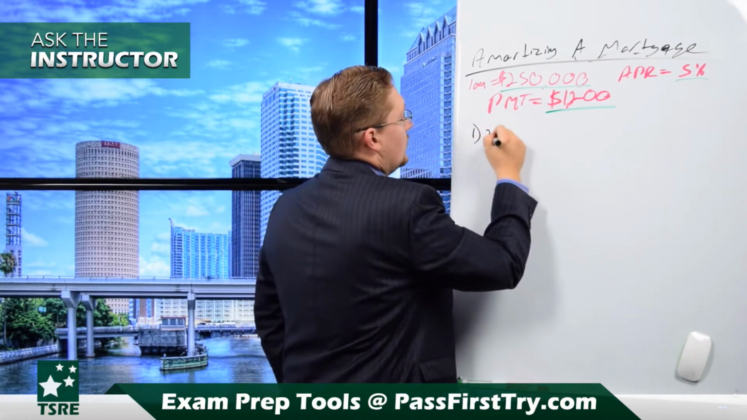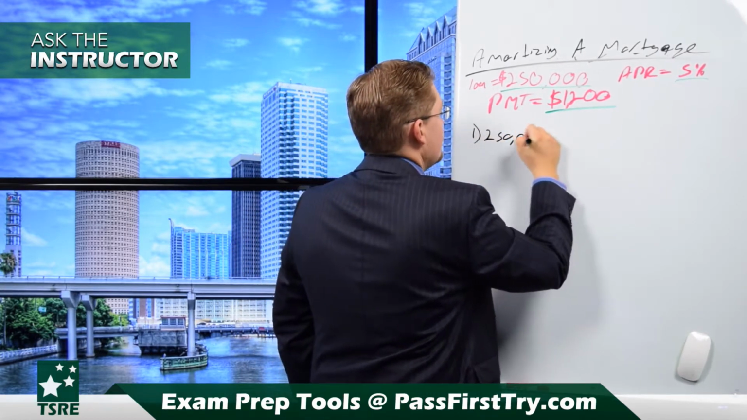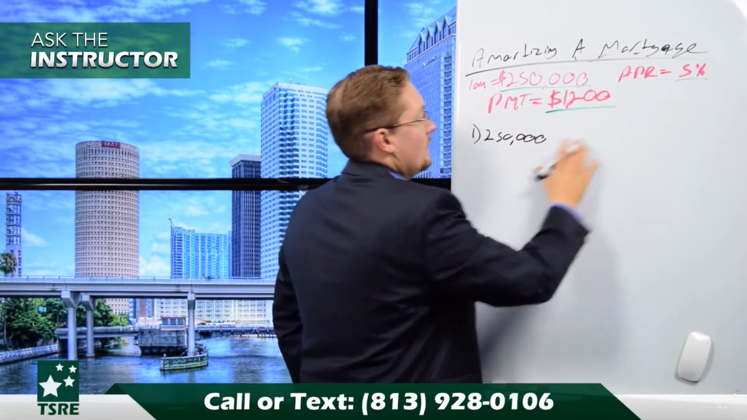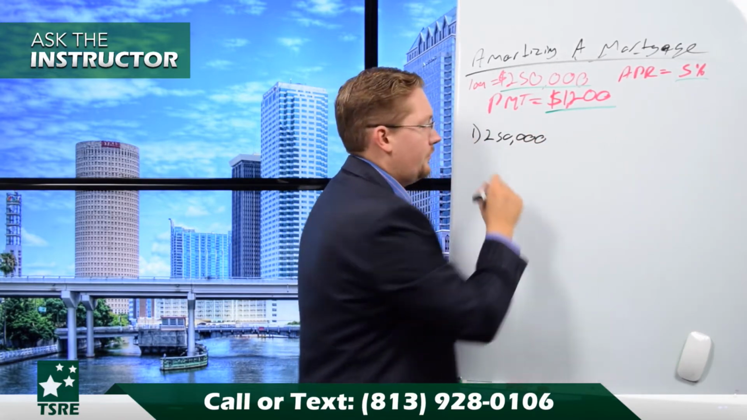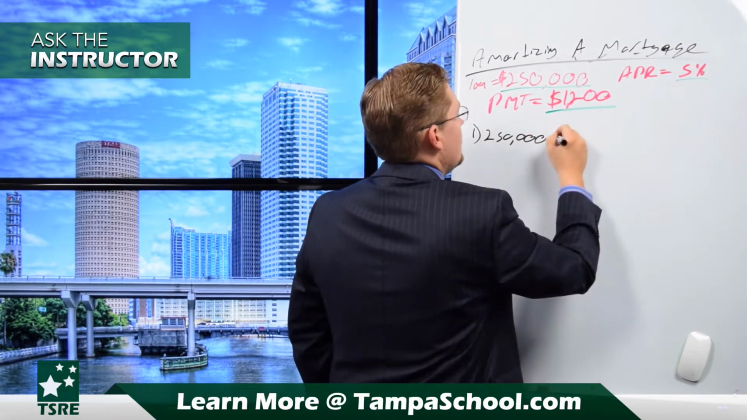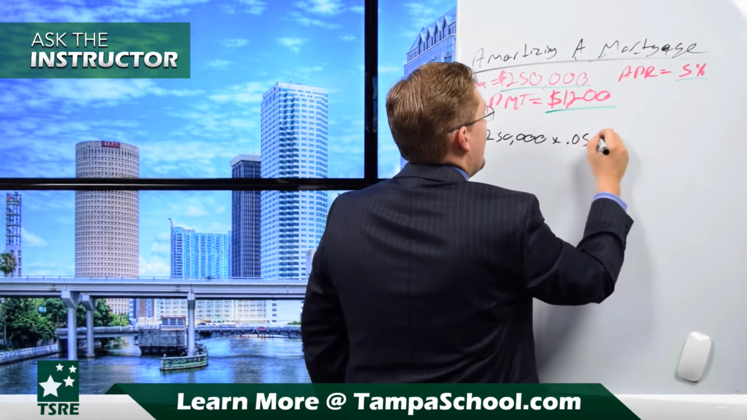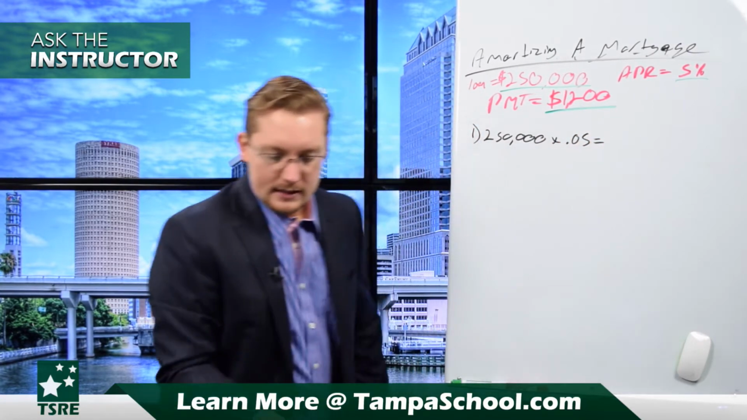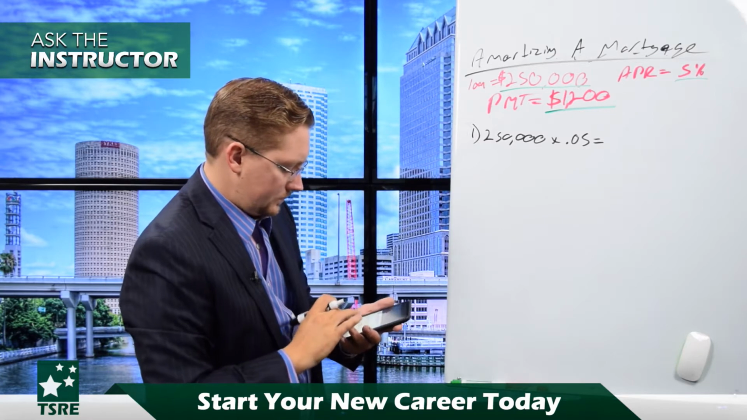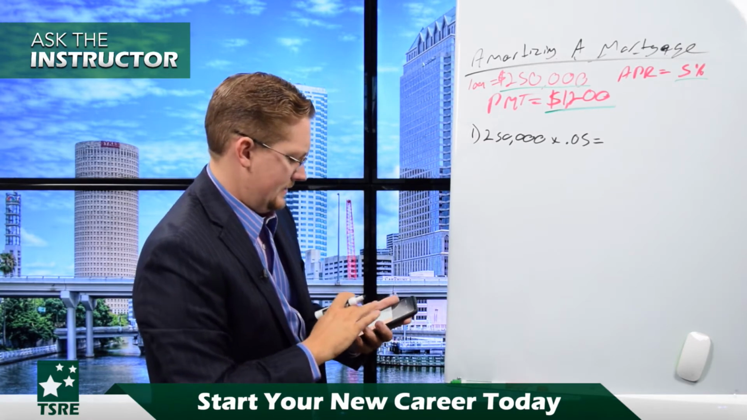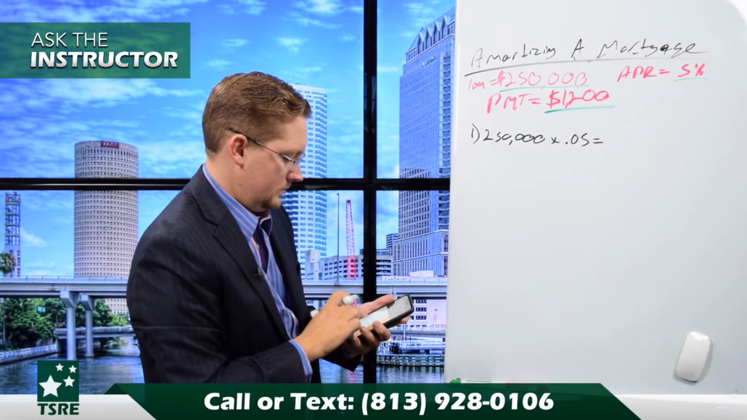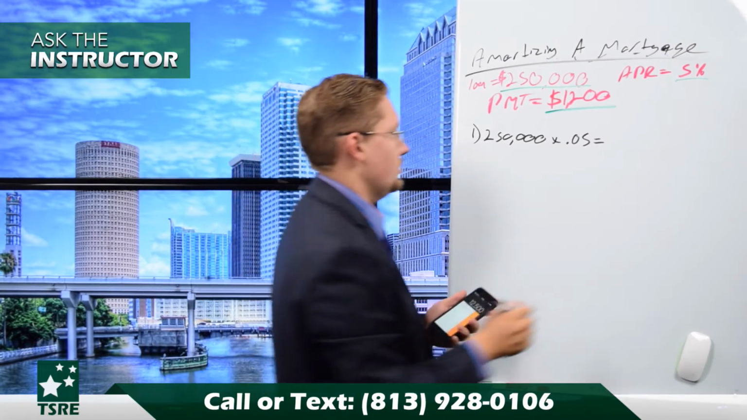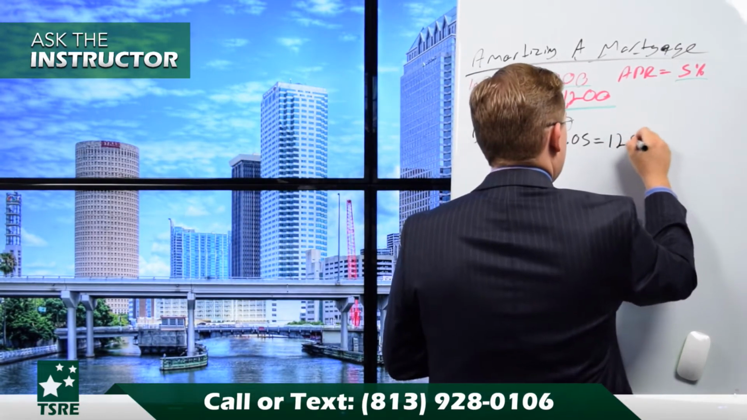So what we do is take our loan of $250,000. And we're going to, again, just calculate interest, just like we did before at the beginning of the show. $250,000 times 0.05. And we plug that in our calculator. What's that going to be? Maybe 10,000? Oh, close. 12,500.